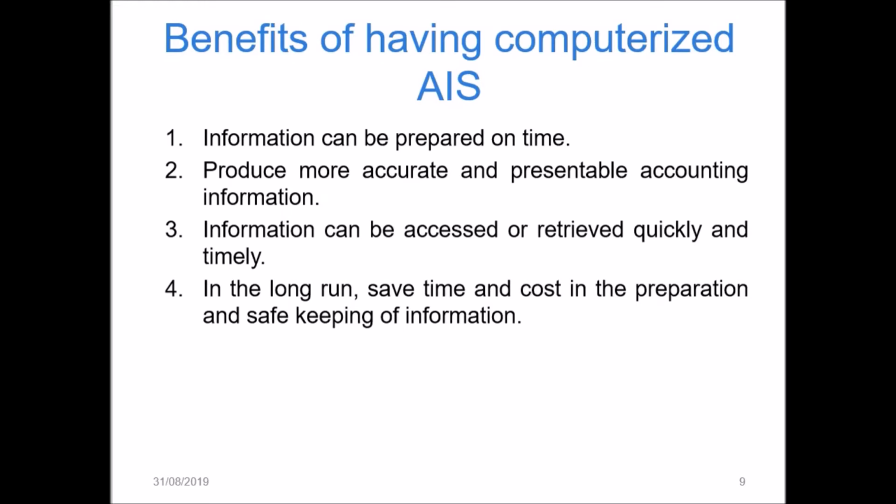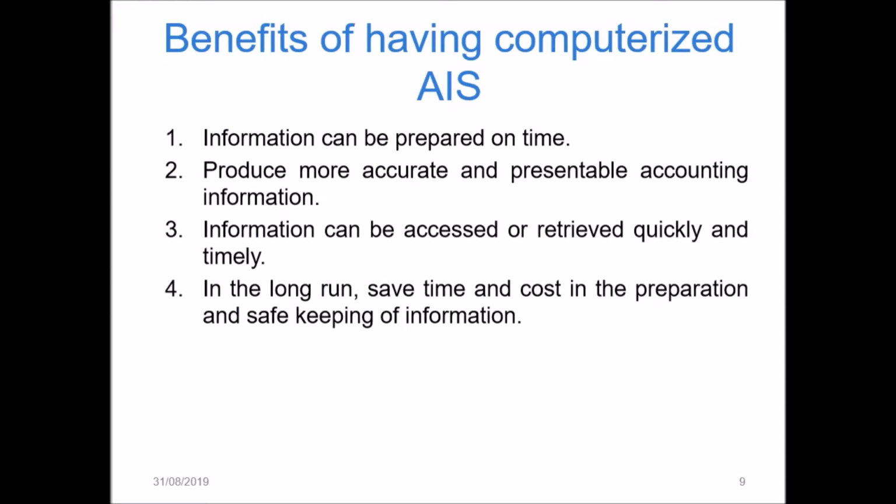Number two, produce more accurate and presentable accounting information, so that your accounting reporting will be more accurate and presentable, meaning that it is consistent from month to month, day to day, and so on, because you can set what you need for that reporting. Number three, information can be accessed or retrieved quickly and timely. I think we discussed this in point number one, and in the long run, it saves time and cost in the preparation and safekeeping of information.